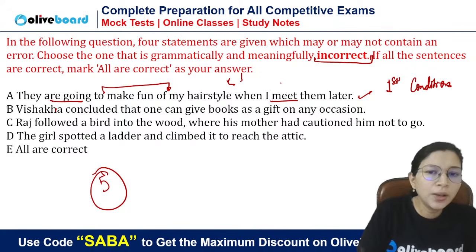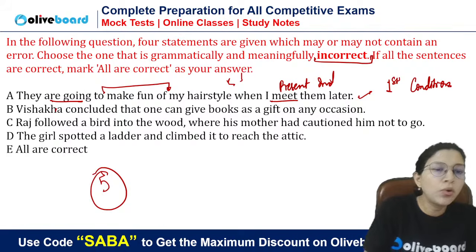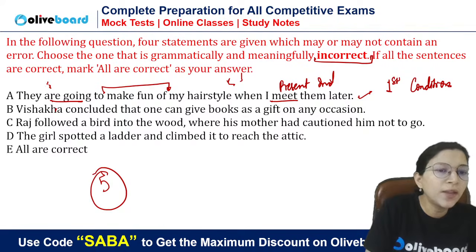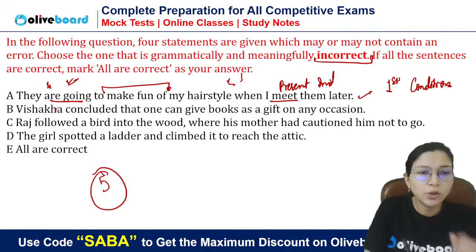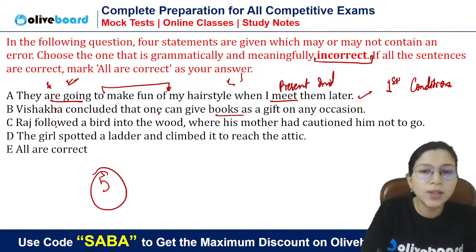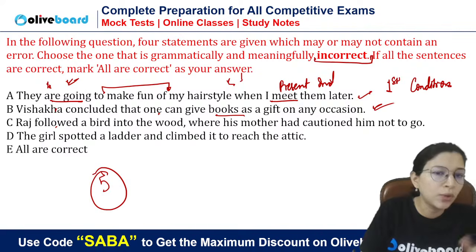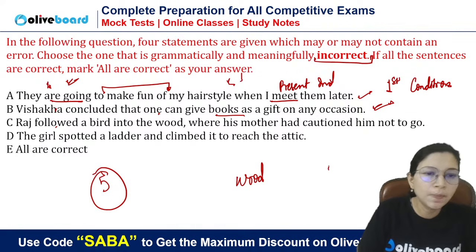When is a conjunction? Present indefinite. And you know that is am are going to also carry future sense. You can say they will make fun of my hairstyle or they are going to make fun of my hairstyle. Absolutely correct. Vishakha concluded that no one can give books as a gift on any occasion. Absolutely correct. Now tell me, what is the difference between wood and woods?